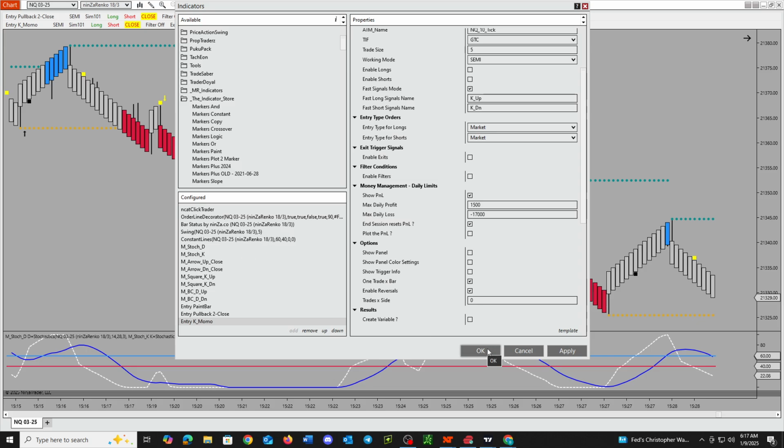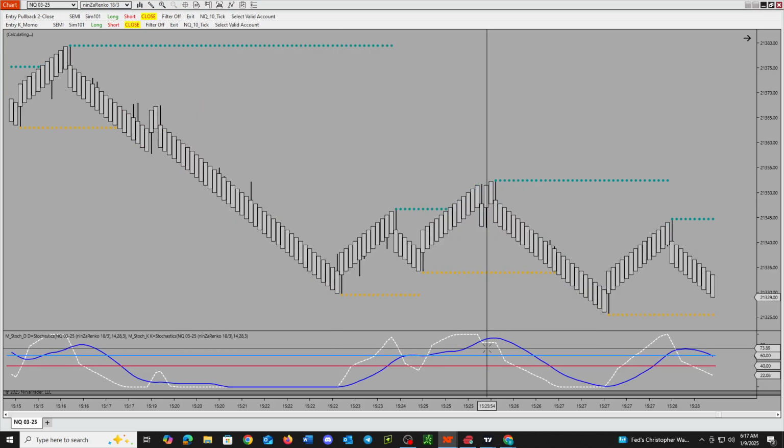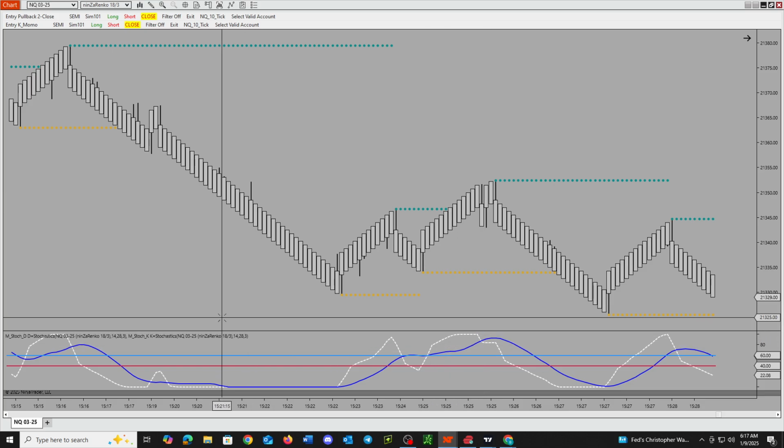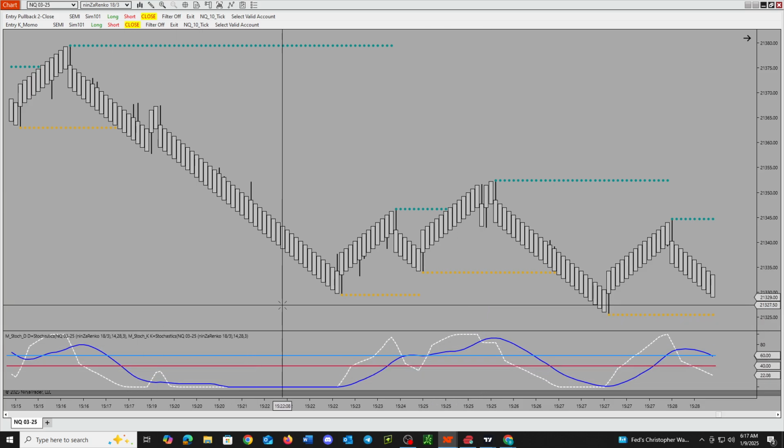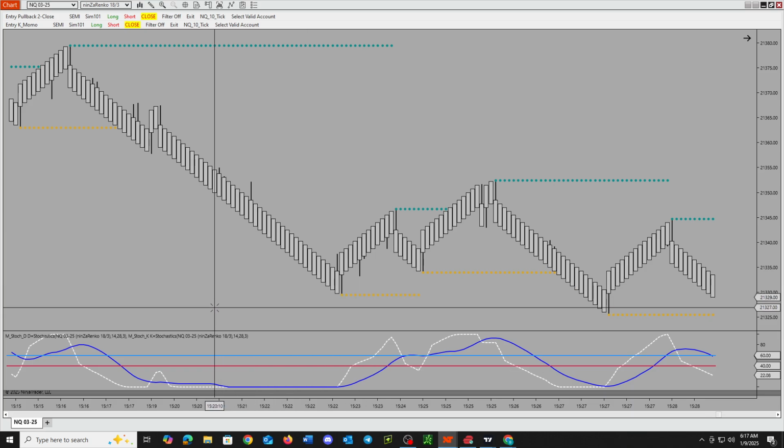And again, if you don't have markers, all you need in your template, if you like this module, if you like this concept, I should say, all you need is a stochastic indicator set up like this, and then you can trade it manually.